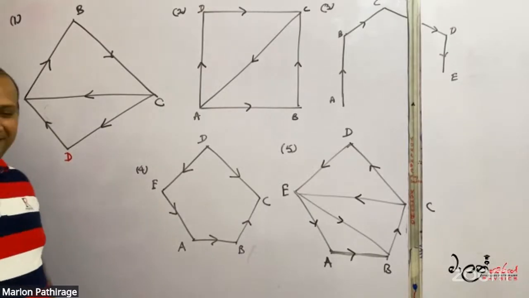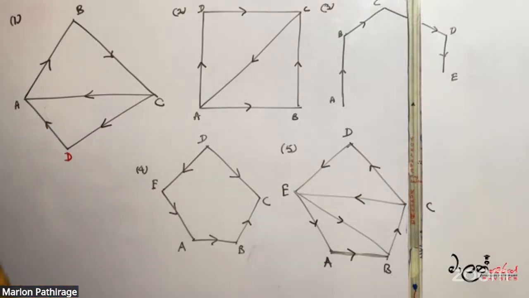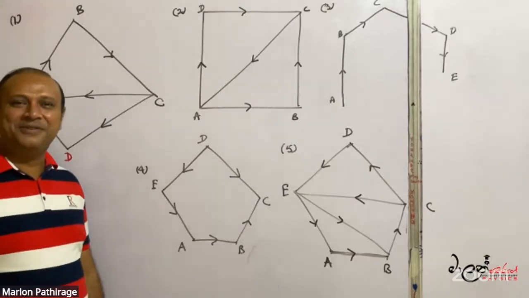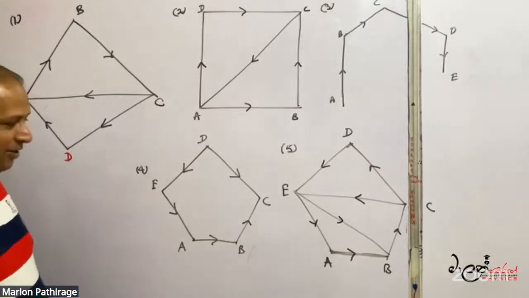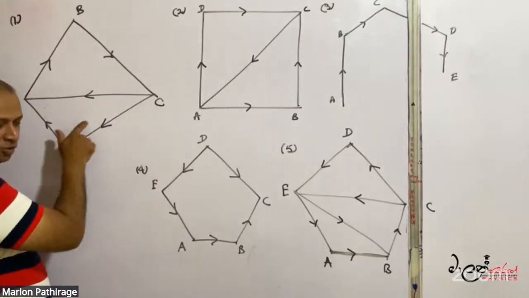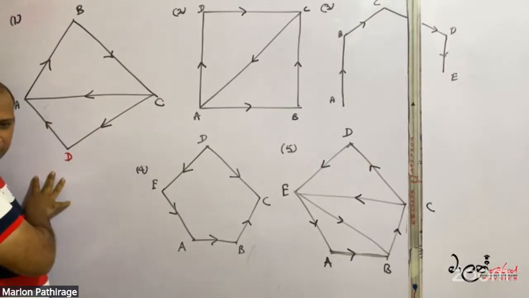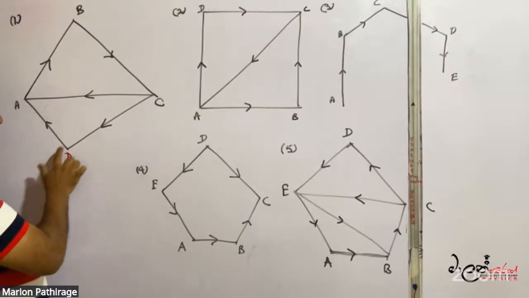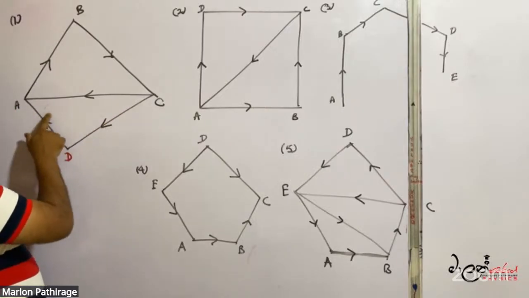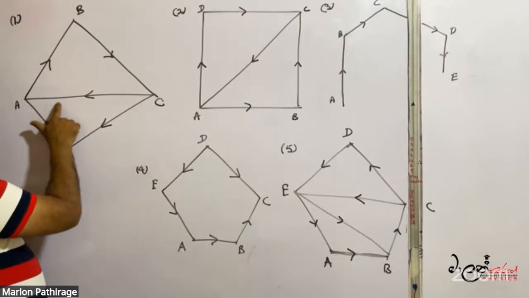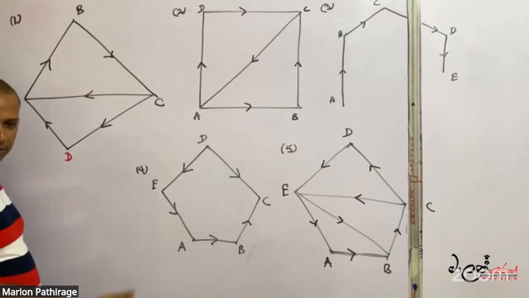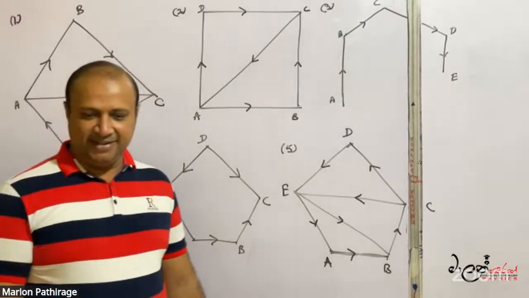Yes, very good. That is the most important closed loop. This is not a closed loop. ADC is not a closed loop because these two vectors are in the same direction, but this vector is in the other direction. Is that clear?